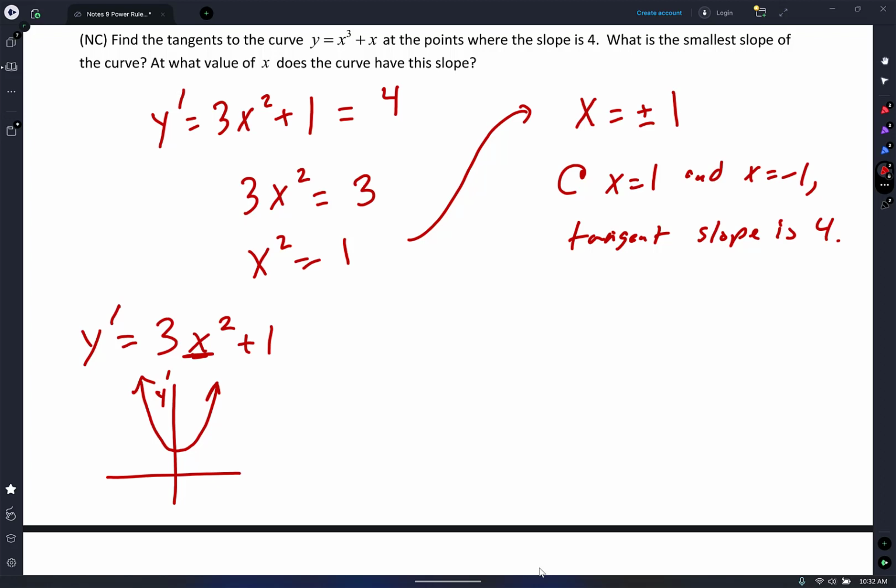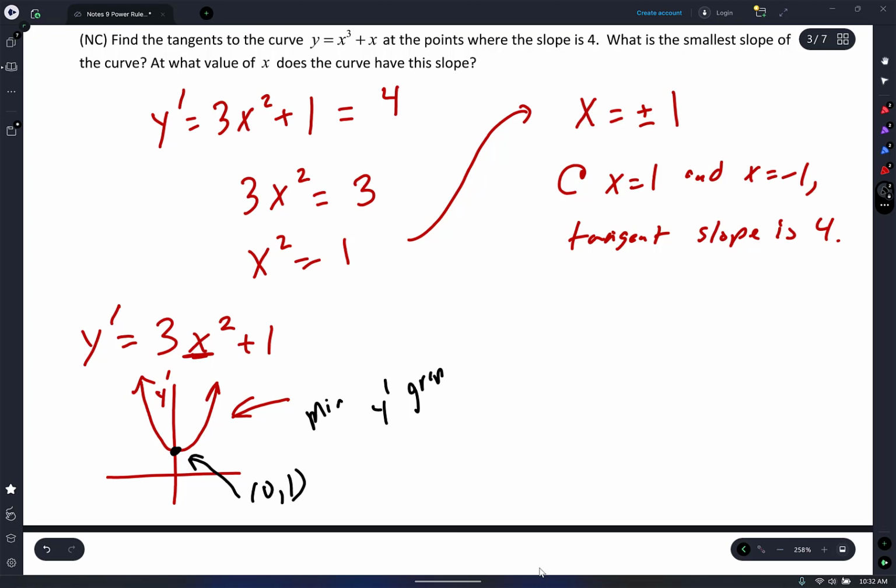1. By the way, this graph that I drew here, this is not the original. That is your derivative graph. What is the minimum of your derivative graph? At the vertex. What is that y prime value? Well, that value there is 0, 1, that point, that vertex. But remember, this is my y prime graph. So the min value on y prime graph is 1. So there it is. That's the smallest value you can have on your derivative.